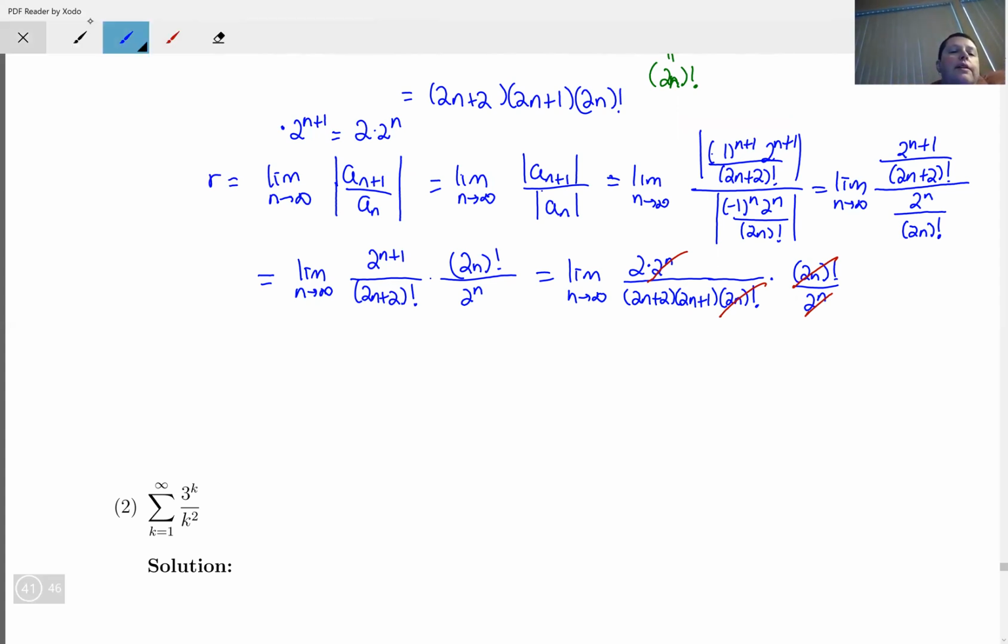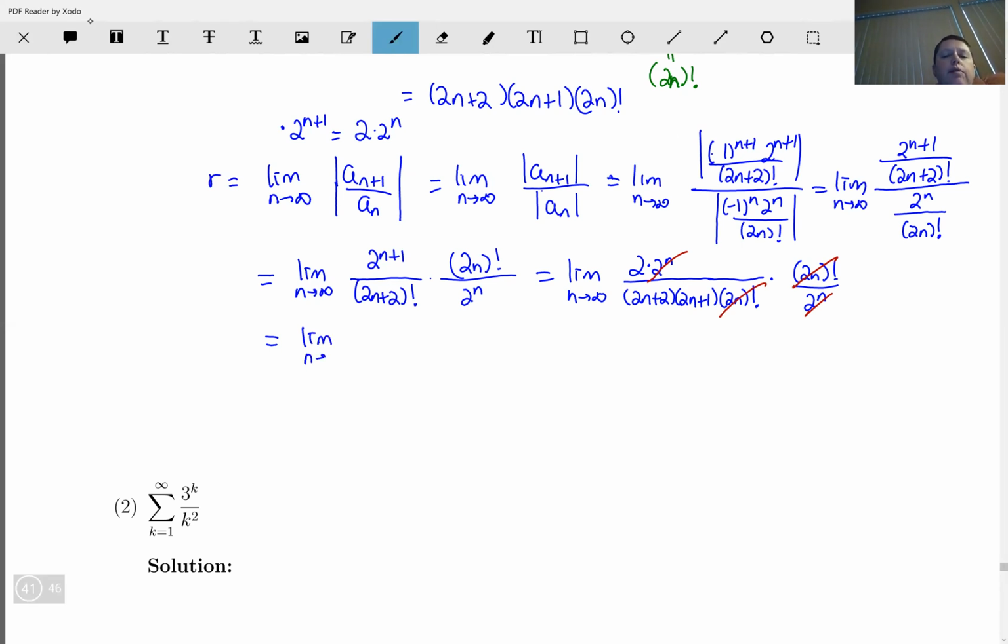So we're looking at the limit as n goes to infinity of 2 over 2n plus 2 times 2n plus 1, which is 0. So since r is equal to 0, which is less than 1, the series converges.